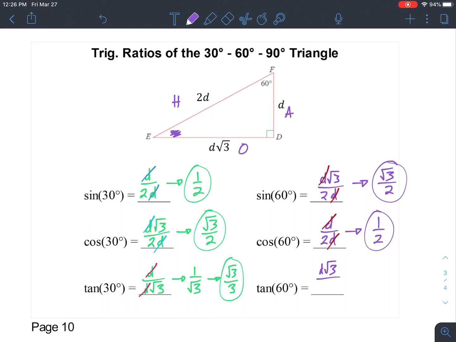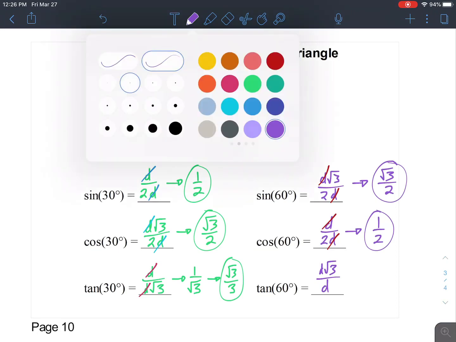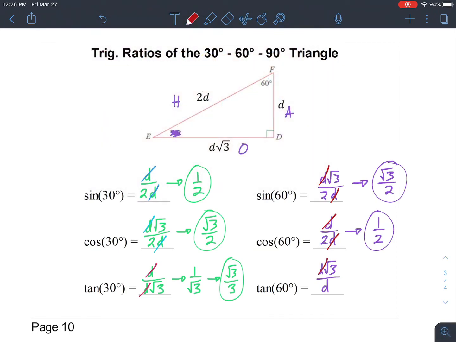Did I do the other one backwards? No, I did not. I'm sorry, I'm not thinking straight here. Okay. Tangent of 60 degrees, excuse me. Cancel out the d's, and then we're going to be left with just square root of 3.